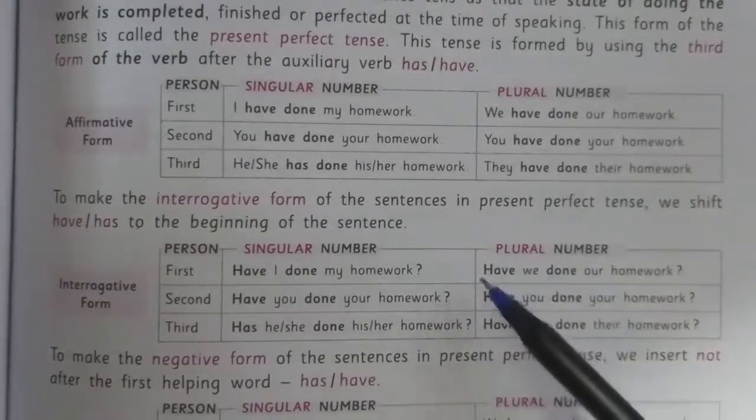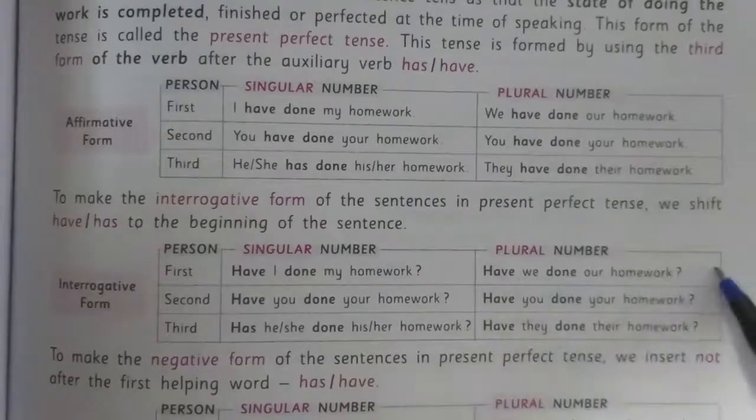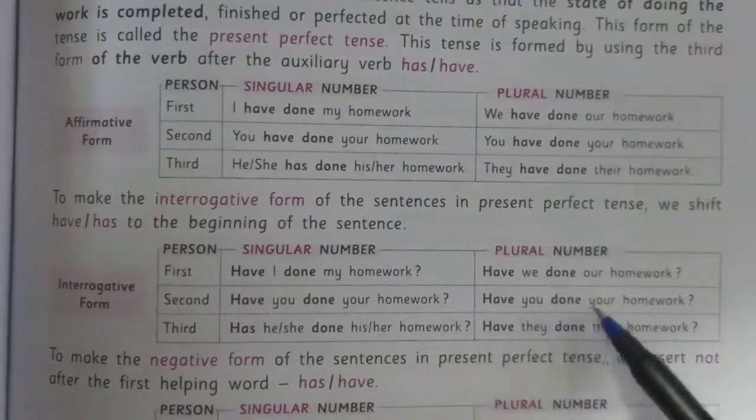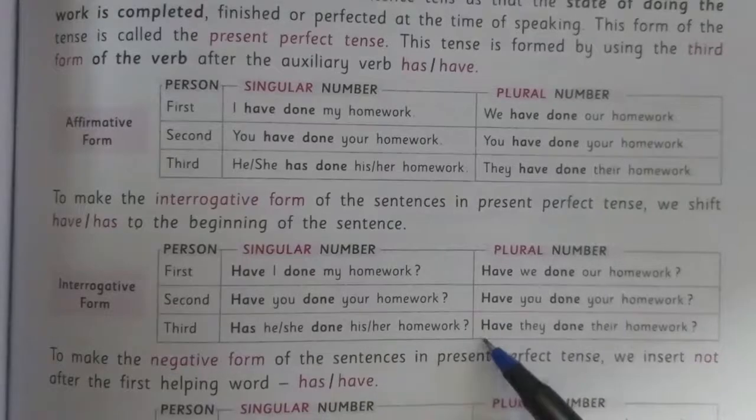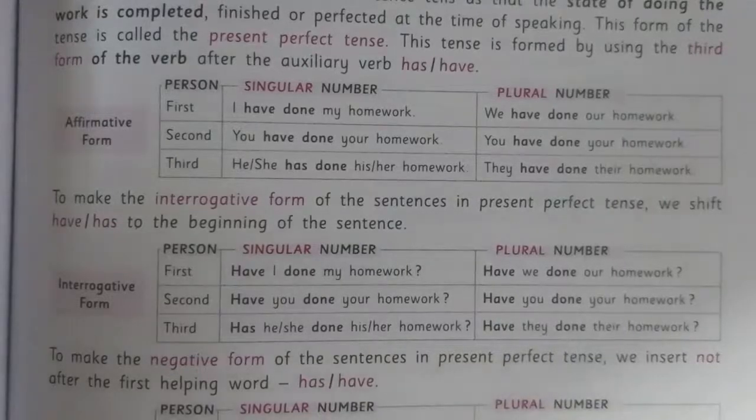In plural number, have we done our homework? Have you done your homework? Have they done their homework? So this is the way interrogative sentences are formed in present perfect tense.